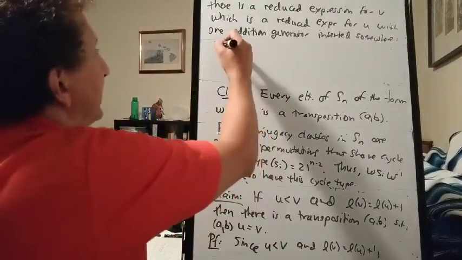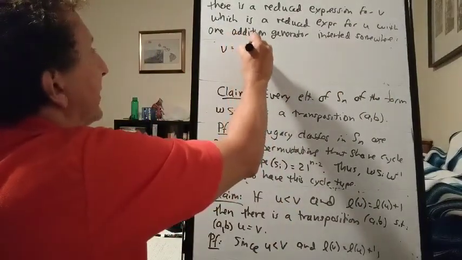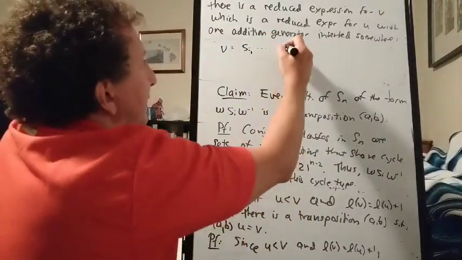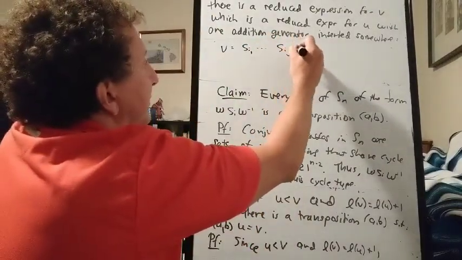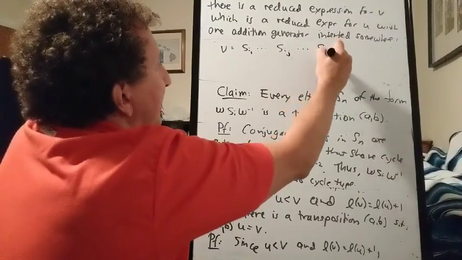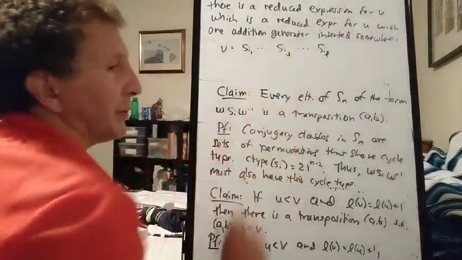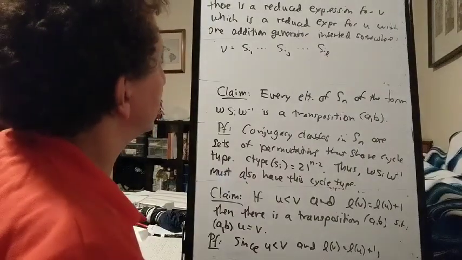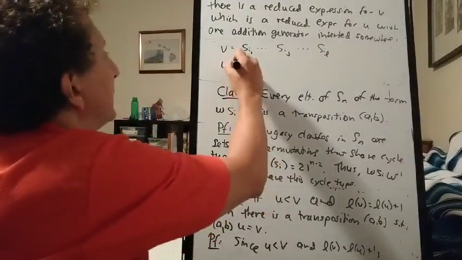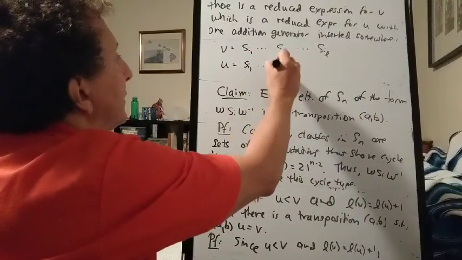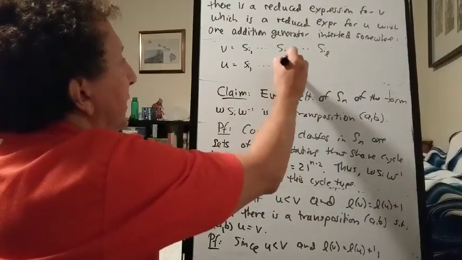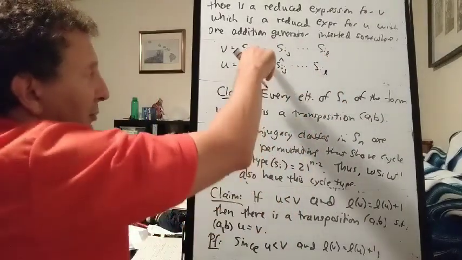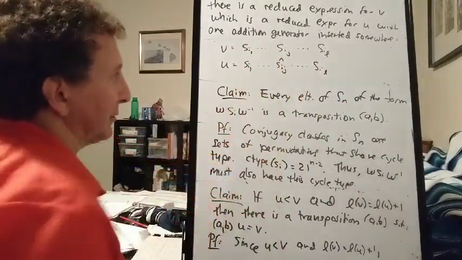So that means V looks like SI1 through, let's say, SIL, and let's say Sij is the one that we could remove to get a reduced expression for U. Some people put a hat over what you're removing to mean the same expression as the one above, but with this element removed.